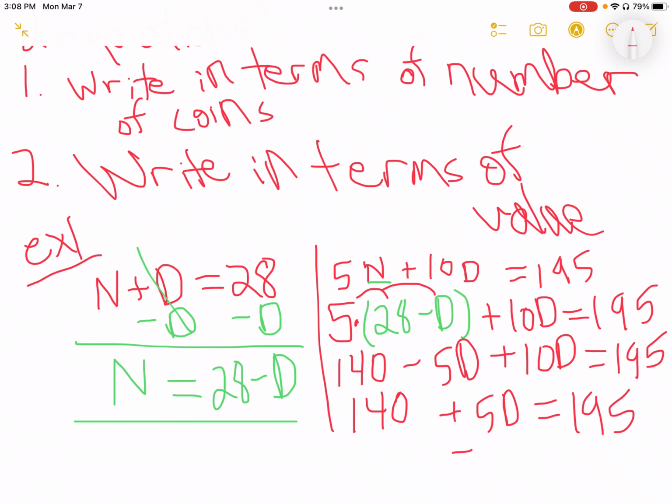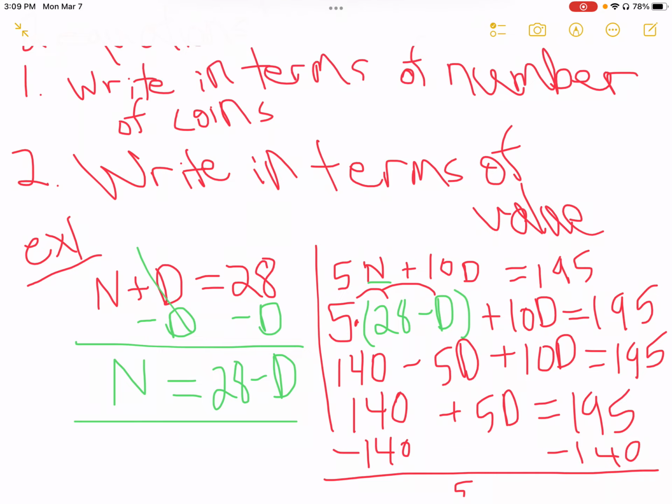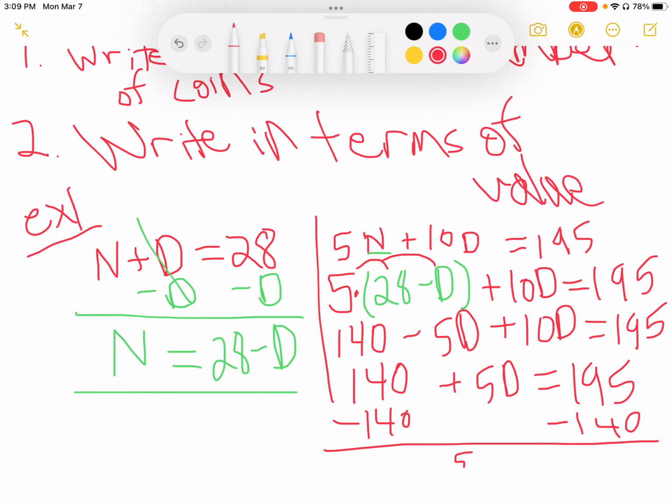Now I want to get my d's isolated. Okay, right? Make sense? So if I want to isolate my d's on the left side here, I'm going to have to take away all my numbers here. So I'll take away 140 here. I'll take away 140 here. And then if I do that, then on this left side, I'm left with 5 times d is equal to 55.